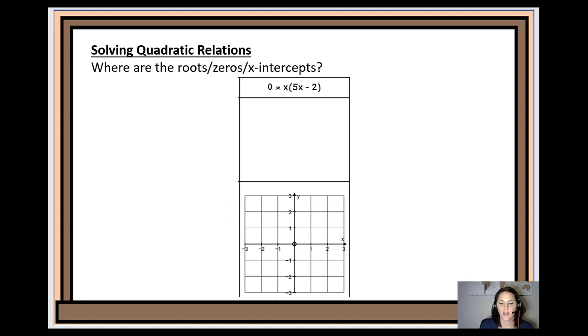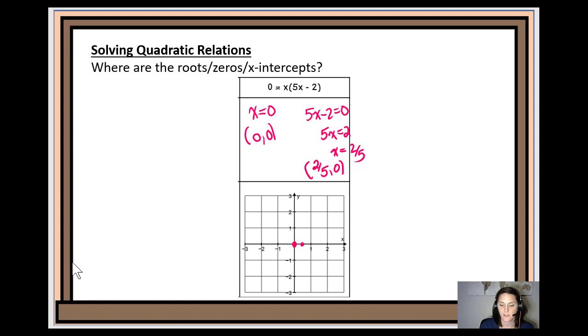This time we have x(5x - 2), so I'm going to set each of those brackets equal to 0. So x is equal to 0, so that's just the origin again, (0, 0). Whenever you see just a plain x in front of the brackets, we know we're going to have an origin of 0 as one of the coordinates. The next factor, 5x - 2 equals 0, so 5x equals 2. Dividing both sides by 5, x equals 2/5, so that gives us the coordinate (2/5, 0). I'm going to plot the origin and then (2/5, 0).